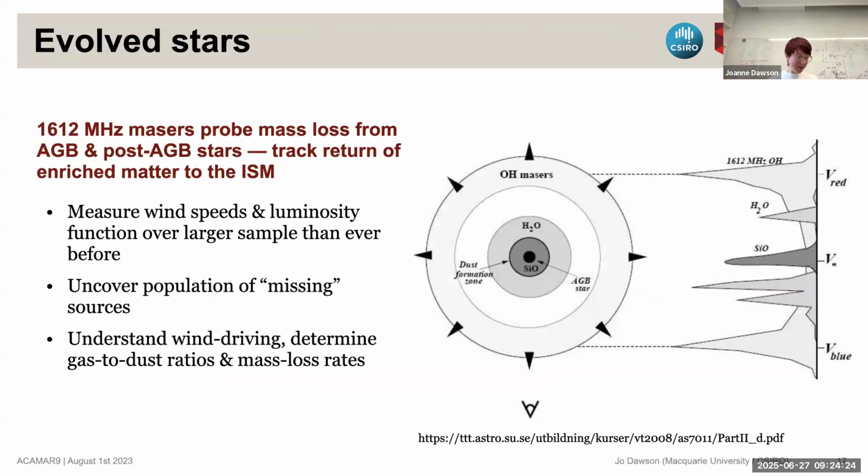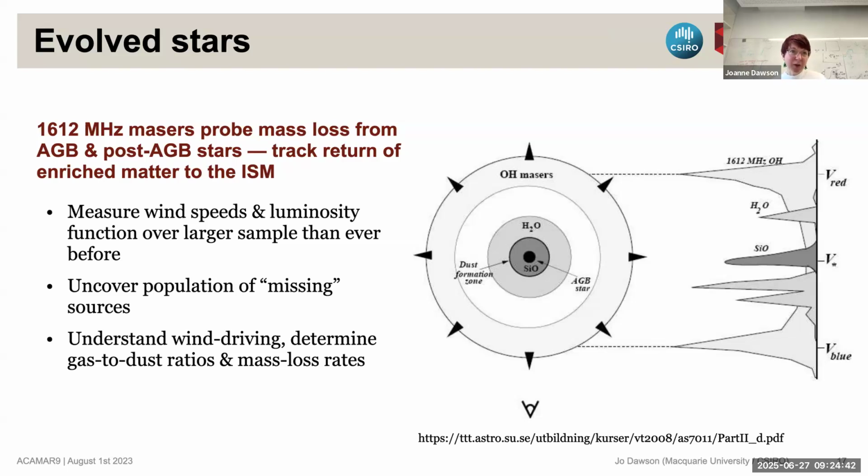Evolved stars, now this is furthest from my knowledge base, so I always get a bit nervous talking about this slide, and there's people in the audience who know a lot more than I do. But your 1612 megahertz maser is going to probe mass loss from AGB and post-AGB stars and track the return of enriched matter to the ISM.